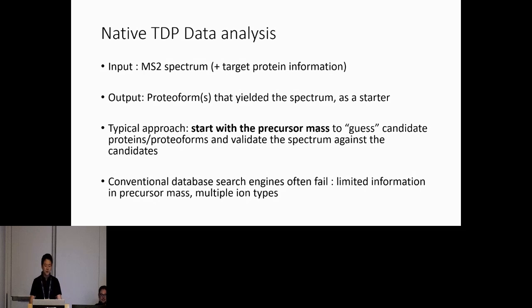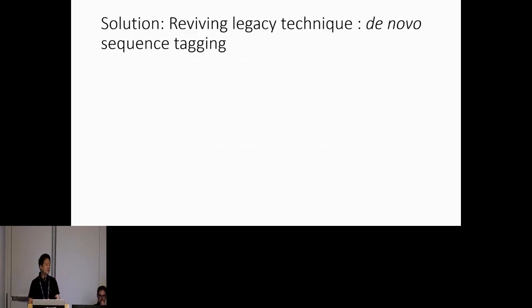And so the typical approach is we start with the precursor mass, which can be the summation of different proteins or modified proteoforms, and guess the candidate proteins. And we match the candidate proteins against the spectrum, one by one. So sometimes it can take months to reveal the identity of a protein. So conventional database search engines fail because of these two reasons. The first one is the precursor mass is not related to the protein mass, and also we have a bunch of different ion types. It complicates the analysis of the MS2 spectrum.